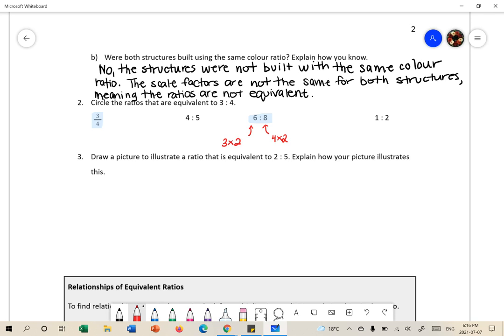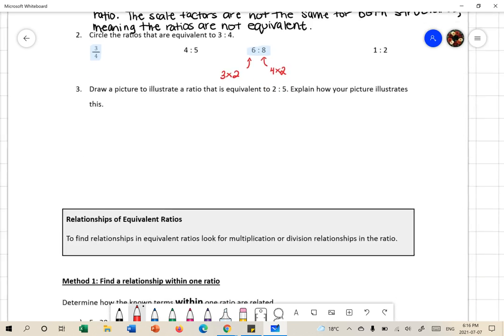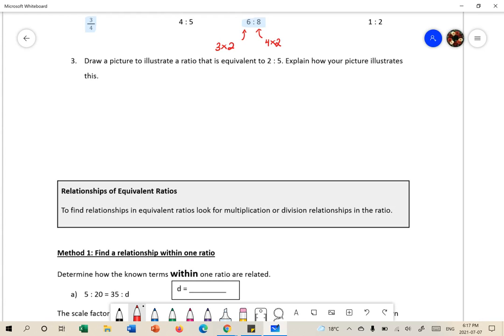Draw a picture to illustrate a ratio that is equivalent to 2 to 5. Explain how your picture illustrates this. Let's draw 2 red squares. And so that covers the 2 part of the ratio. And then 5, let's draw 5 blue squares.